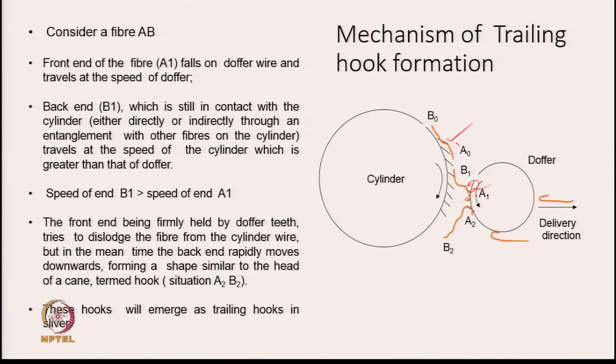Now, in this situation, what will happen? The leading end is in contact with the Doffer, so this end will move at the speed of the Doffer. The trailing end is in contact with the cylinder, so this will move at the speed of the cylinder. Therefore, the two ends of the same fiber will move at two different velocities. We all know that the velocity of the cylinder is much more than the velocity of the Doffer. So, if Vc is the velocity of the cylinder and Vd is the velocity of the Doffer, then Vc is much greater than Vd.